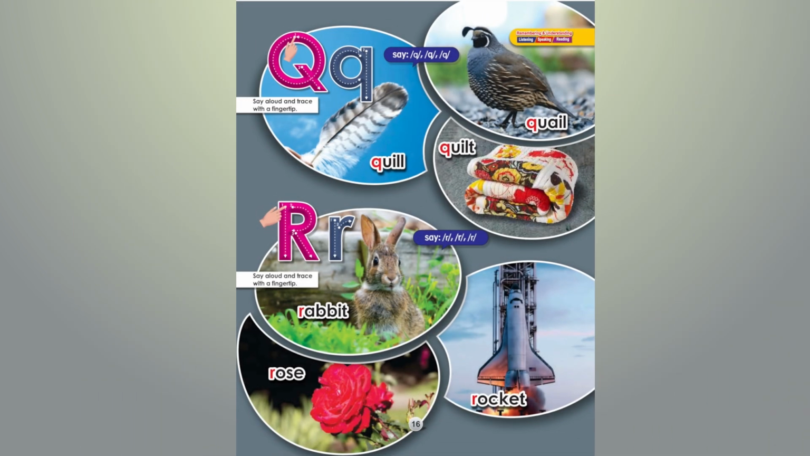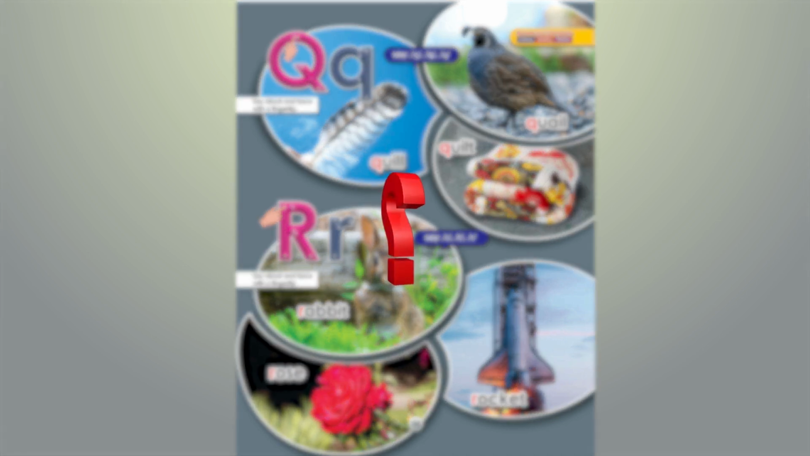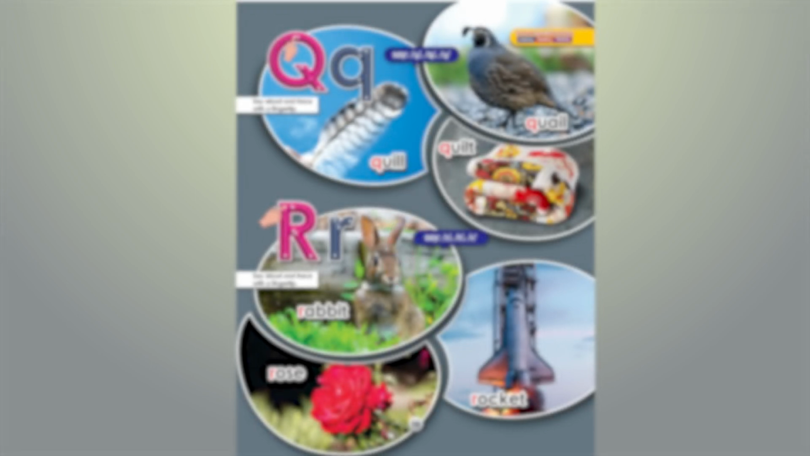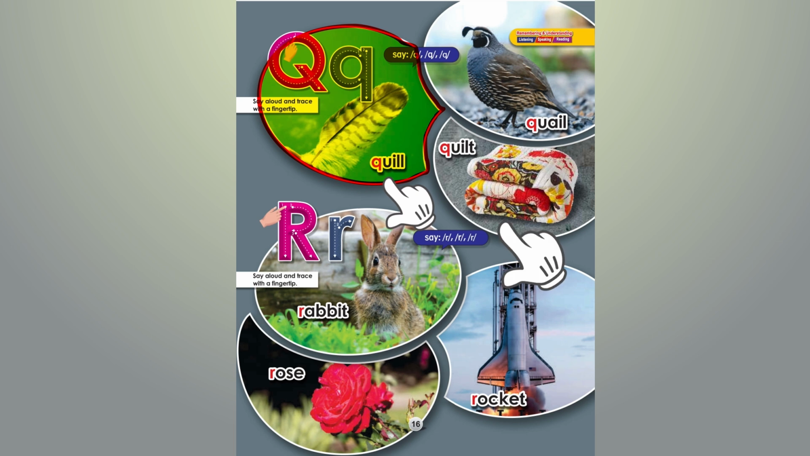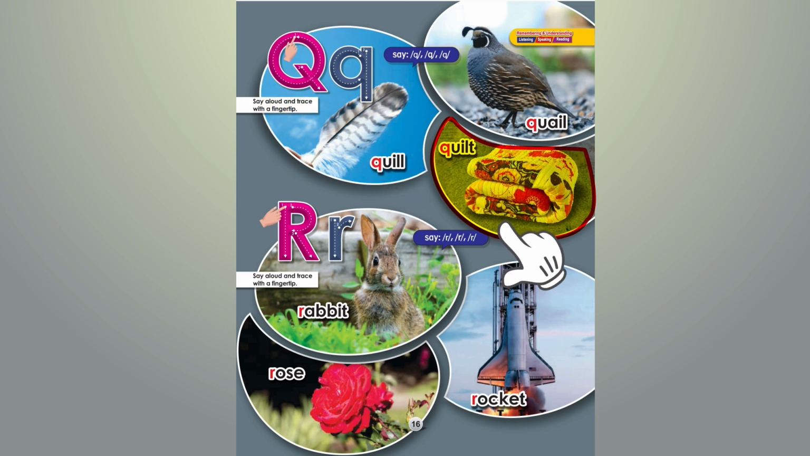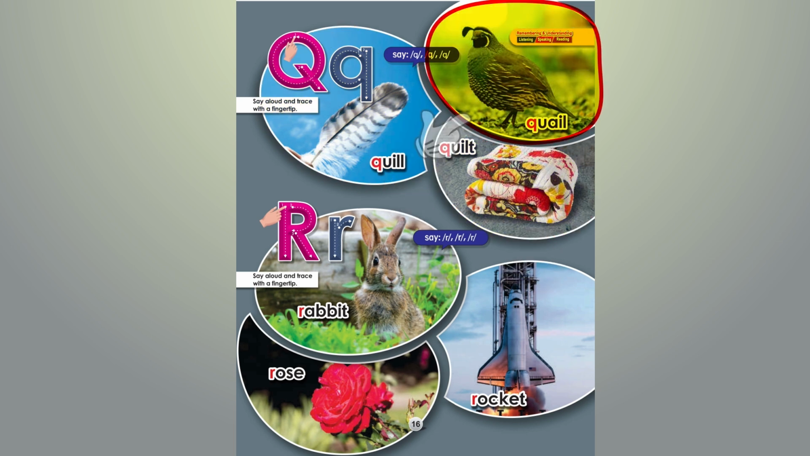Welcome back, dear students. Today we're gonna do page number 16 of ACD English Age Group 4 Plus. So dear students, what we're gonna do? We're gonna do listening, speaking and reading of alphabet Q and R. So, do you know the sound of alphabet Q? Q, quill. Q, quilt. Q, quail. So, the sound of Q is qu.